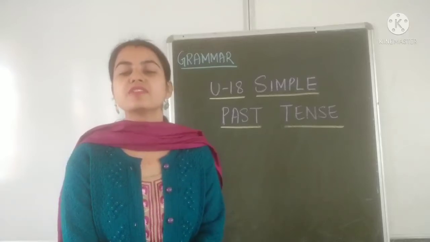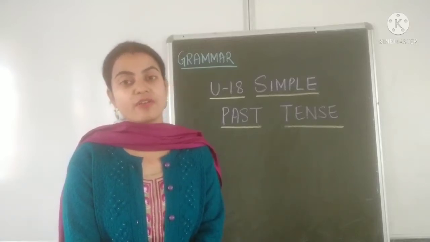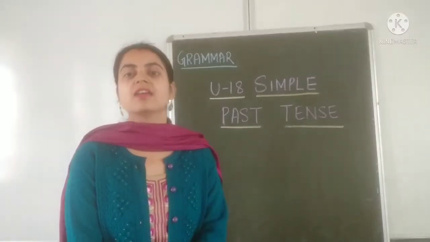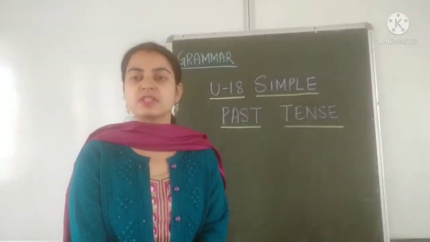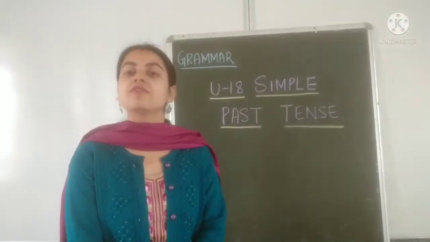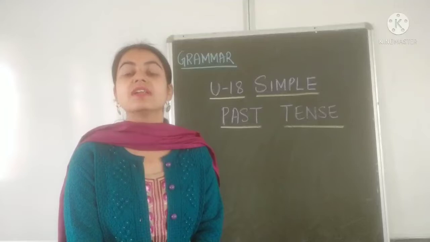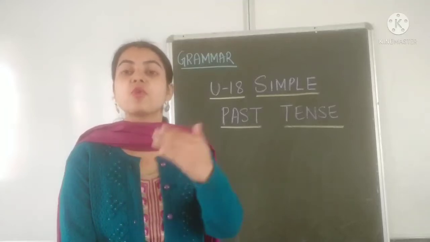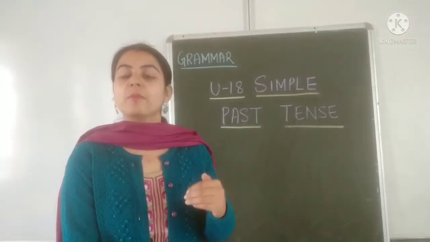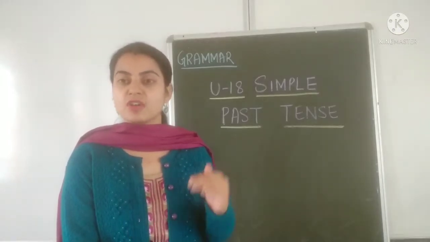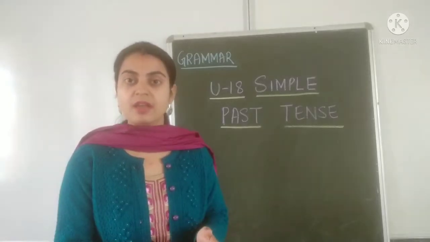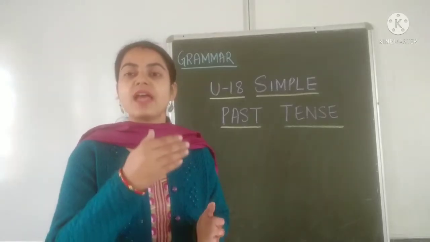Past tense refers to the time which has already passed. You can say yesterday. Present tense refers to the time period which is now, today. Future tense refers to the time period which is going to come, tomorrow. So, past is something which has already happened. Present is something which is happening. Future is something which will happen.